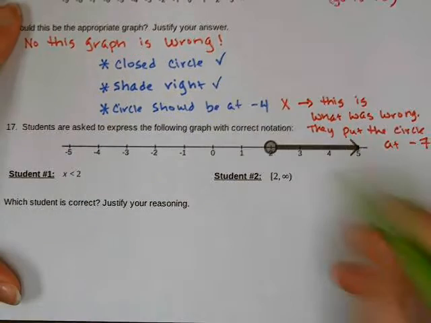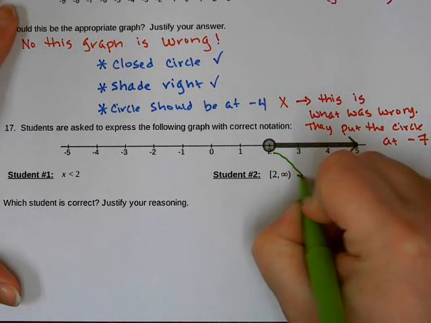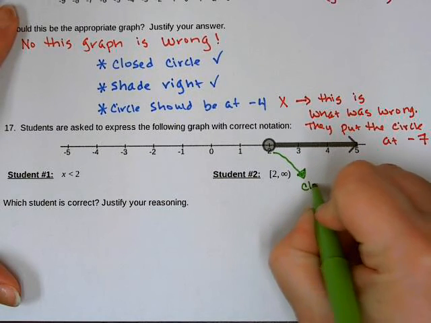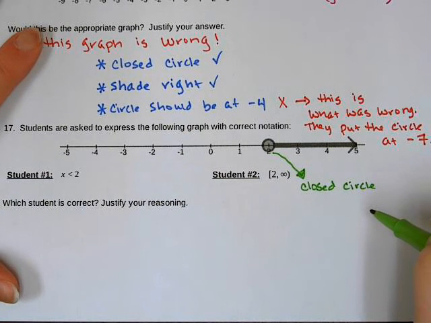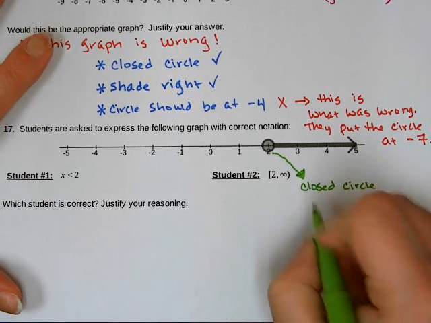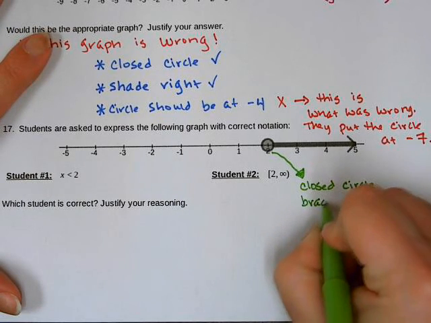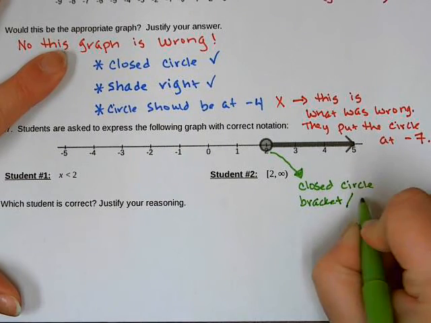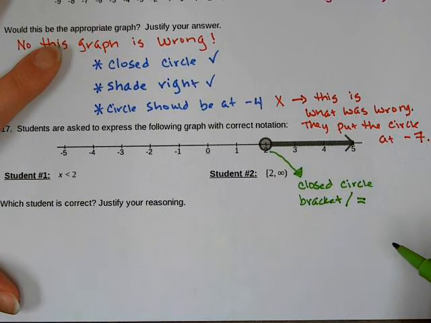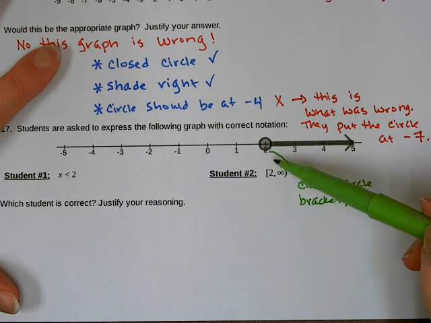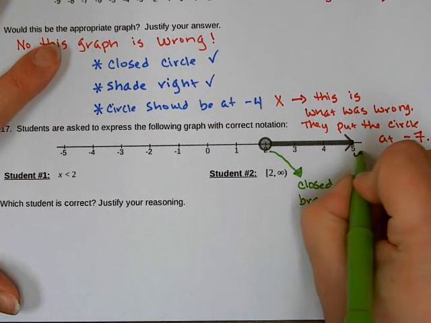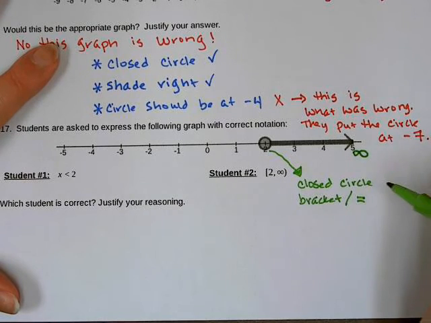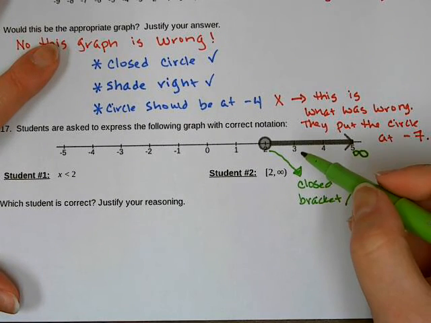Well, I know that since there's a closed circle, it means that if I'm going to do an inequality, then it must be equal to 2. It also means that I would need a bracket at 2. I would need a bracket, or I know that it would have to be equal to because it's a closed circle. When I look here, it's shaded to the right, which means my numbers are going off to positive infinity. They're getting bigger than positive 2.